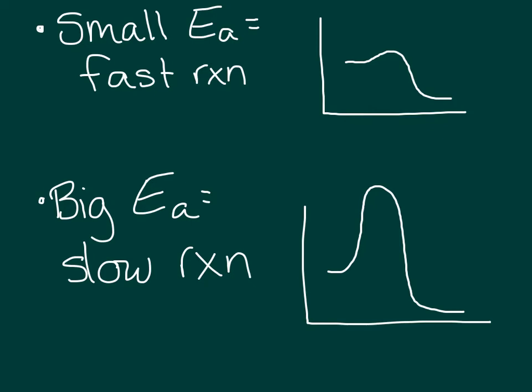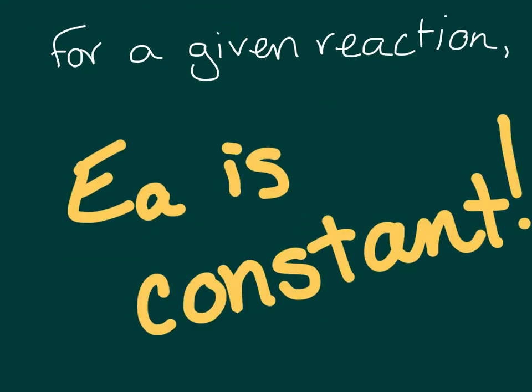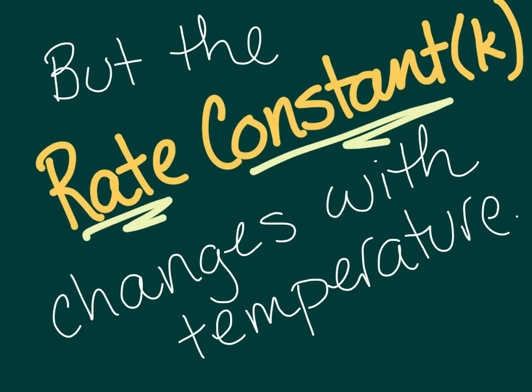The higher the temperature, the more energy the molecules have, the more of them are able to get up and over that activation barrier. And it's important to know that for a given reaction, the activation energy is constant. It never changes. But the rate constant actually does change with temperature. So as you're changing the temperature in a reaction, you change the rate by changing the rate constant.